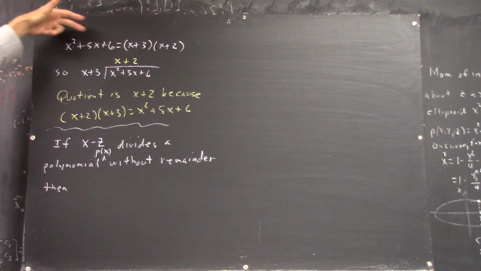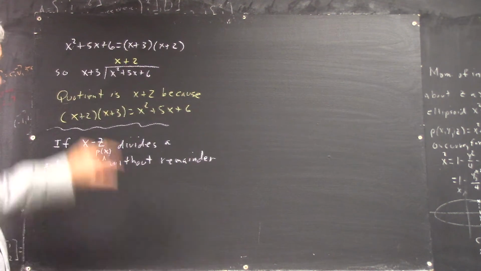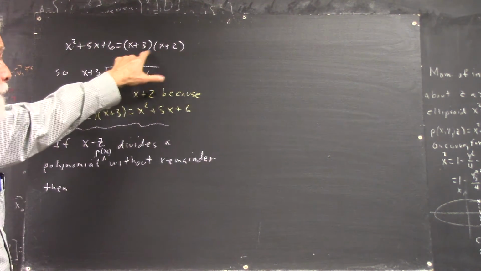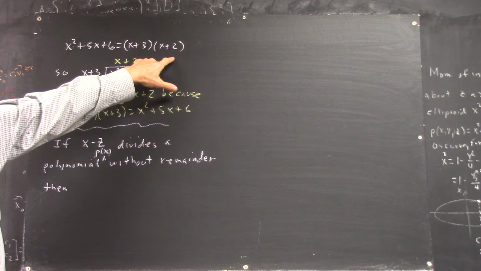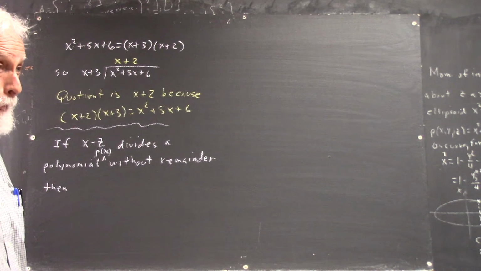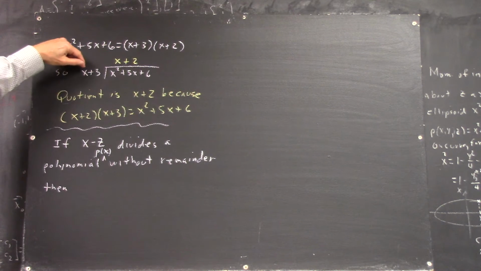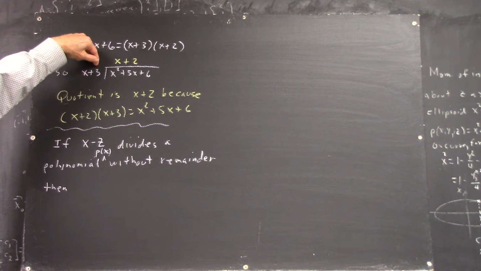You could plug -3 in and you would get 0 if you use this expression, but this expression makes it obvious that the result is 0, right? Okay, well, that's x minus -3 then, isn't it?